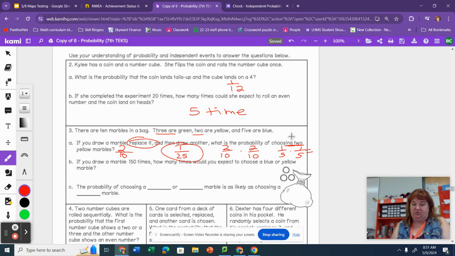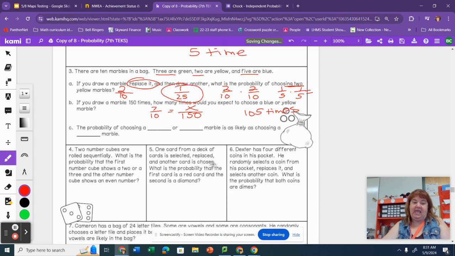If you draw a marble 150 more times, how many times would you expect to choose a blue or a yellow? So then you're going to take the blue. The blue is 5 and yellow 2, so 7. So you have 7 out of 10. And then what would that be if you did 150? And that's all you're doing. And you end up getting 105 times. The probability of choosing a blank or blank marble is as likely as choosing a blank. A green or a yellow marble is as likely as choosing a blue.